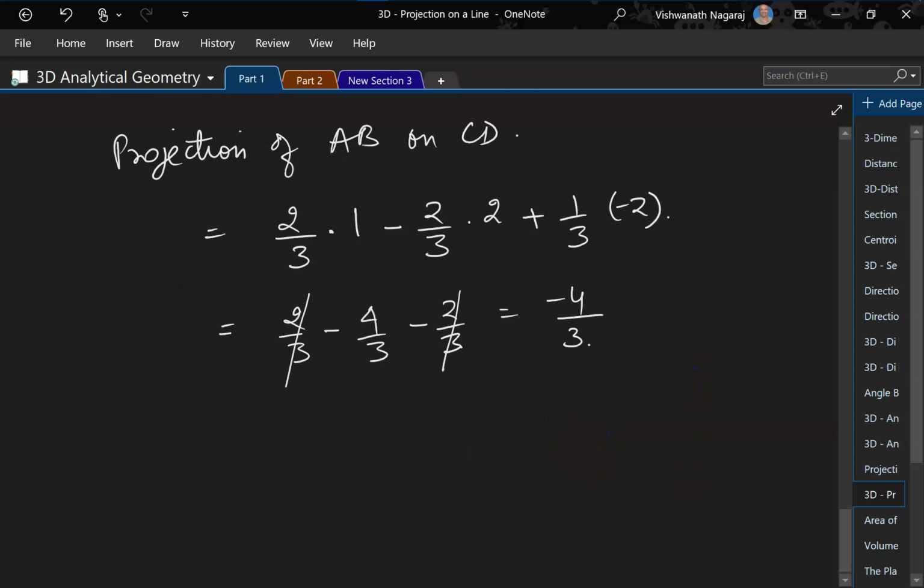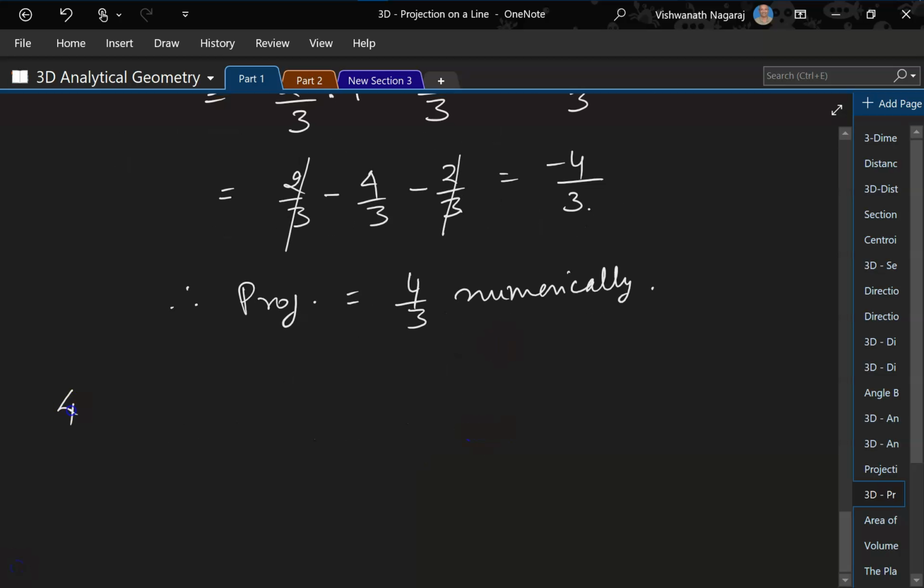And we basically ignore the minus sign, because when we talk of projection, we are talking of the length. So length can't be negative. Therefore, projection is equal to 4 by 3 numerically.